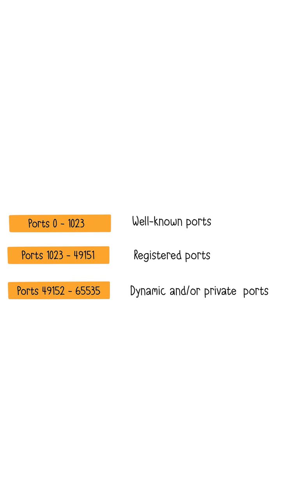Ports from 0 to 1023 are known as well-known ports and are reserved for system processes. These ports are associated with specific services on a server, designated by network administrators. Ports from 1024 to 49151 are called registered ports. These ports are assigned to specific services upon request by organizations.